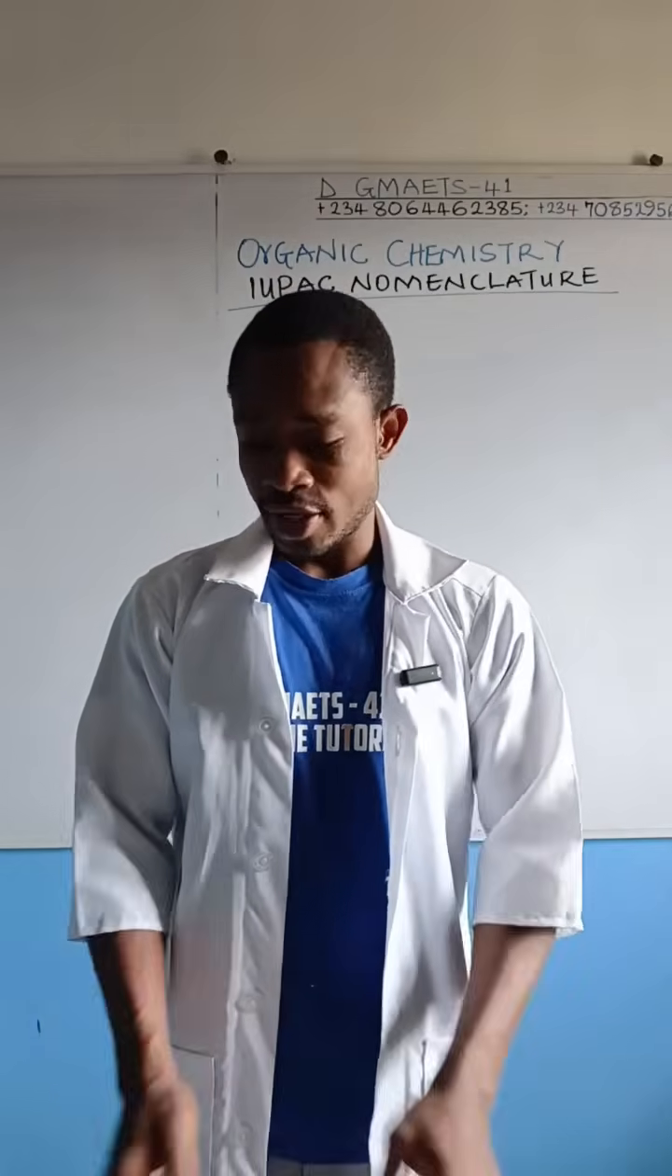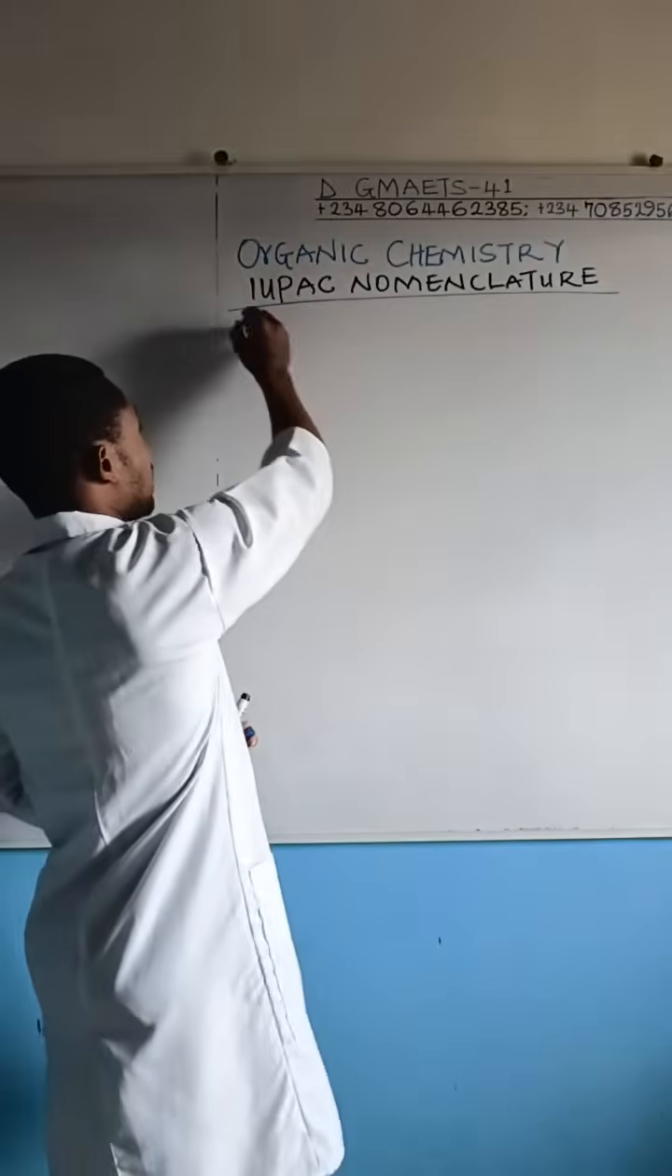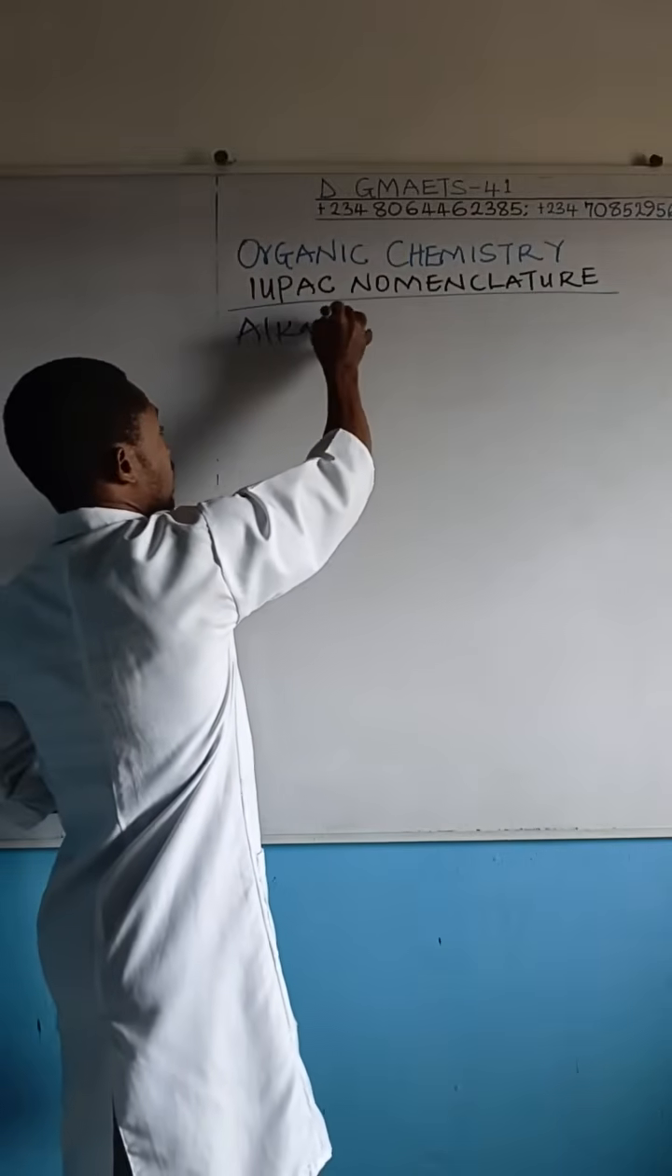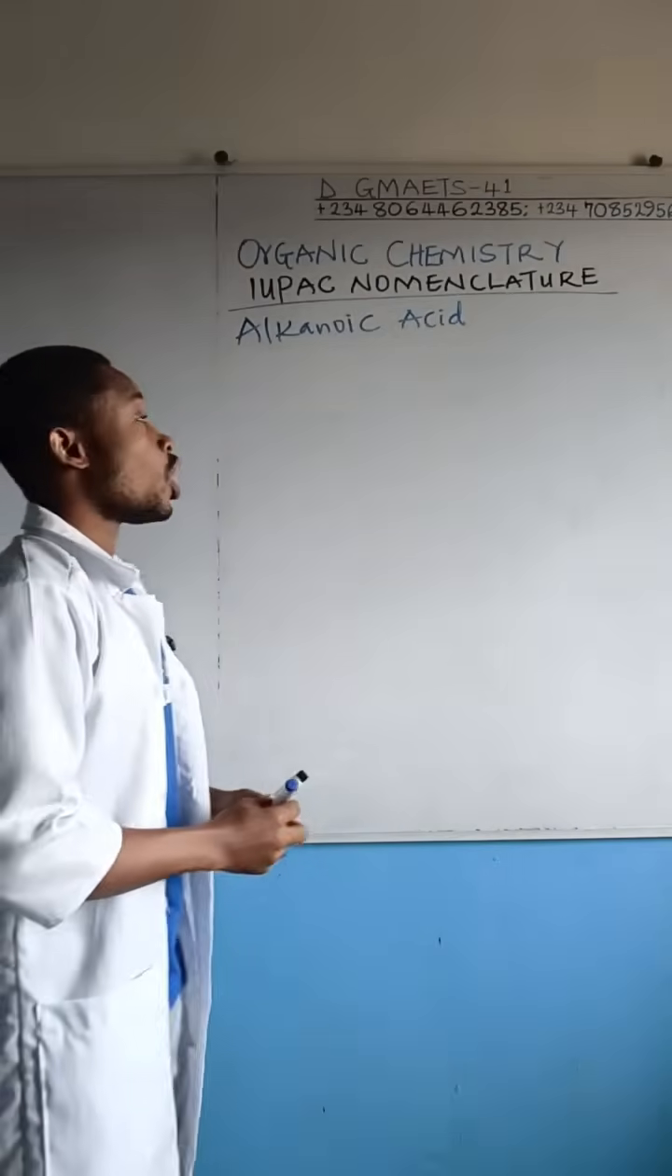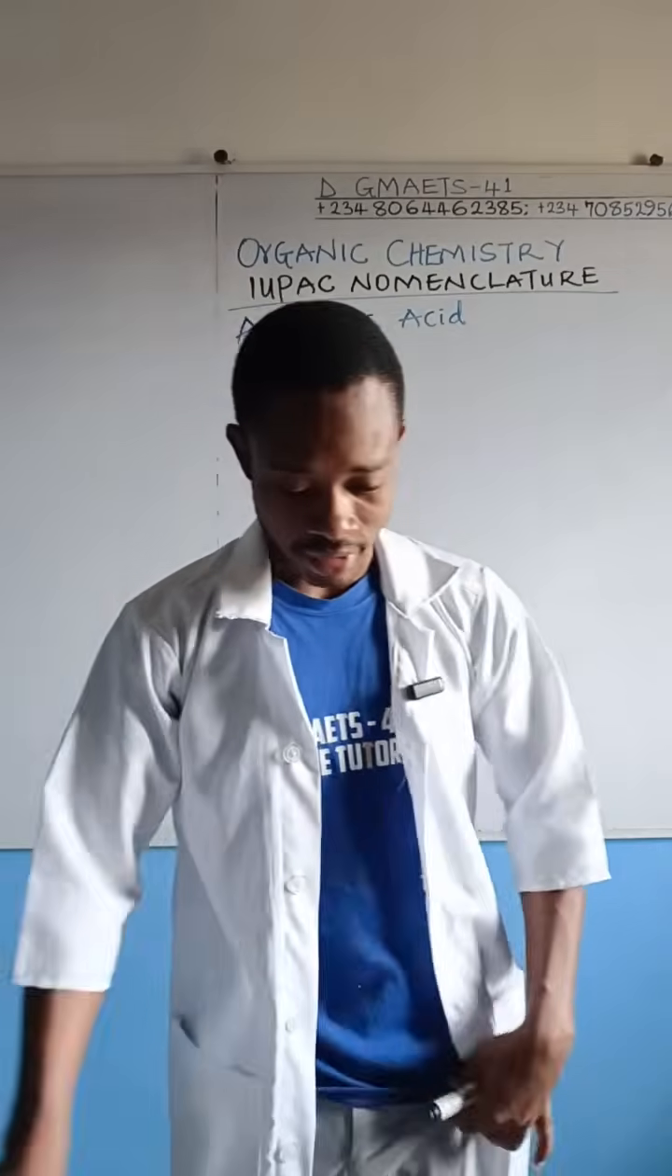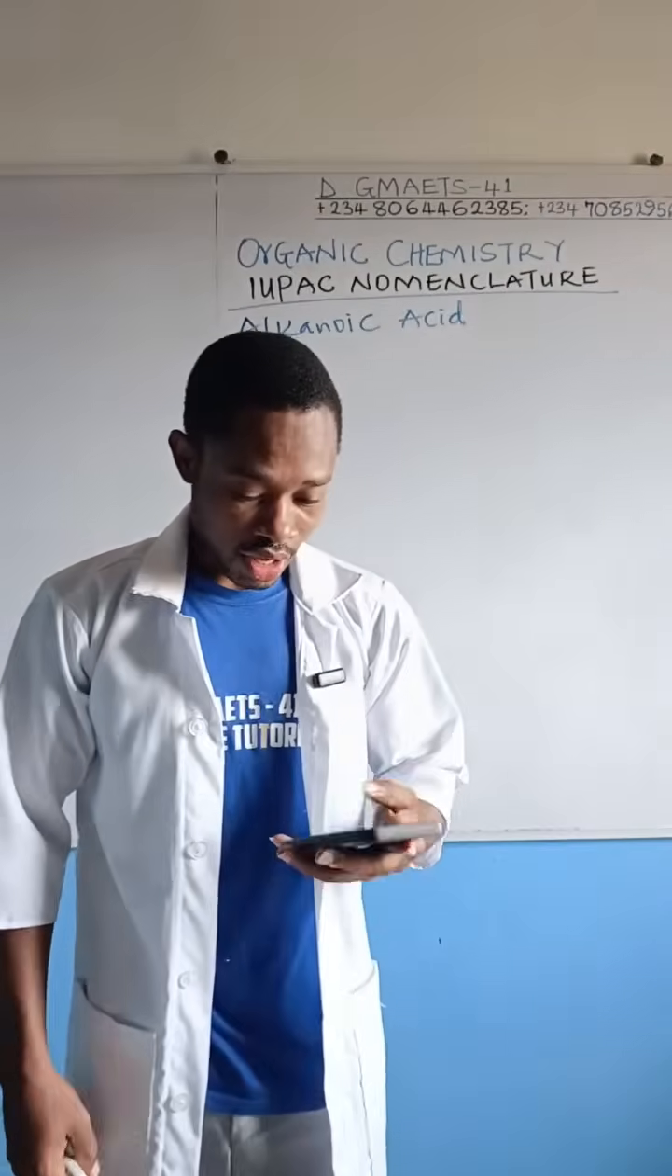So without wasting time, let's kick off. Like I said, we'll be starting with alkanoic acid. All right, IUPAC nomenclature of alkanoic acid. Alkanoic acids are also called carboxylic acids. They are also called what?